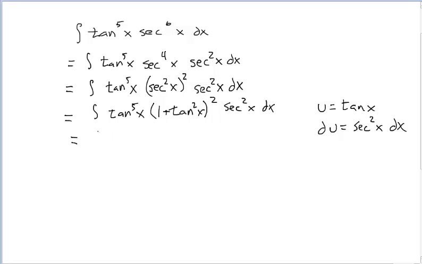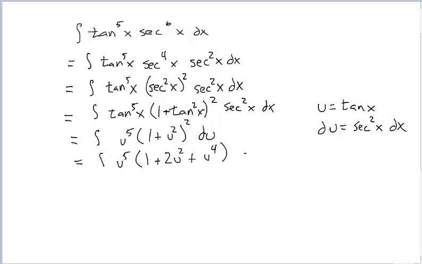So in the next step, we have the integration of u to the 5th times 1 plus u squared squared du. And now I'm going to square our 1 plus u squared. So I have u to the 5th times 1 plus 2u squared plus u to the 4th du. And now multiply our u to the 5th through the parentheses. So we have the integration of u to the 5th plus 2u to the 7th plus u to the 9th du.